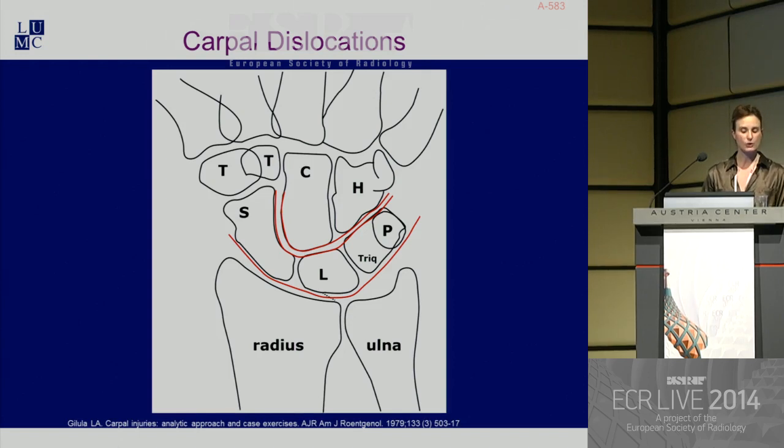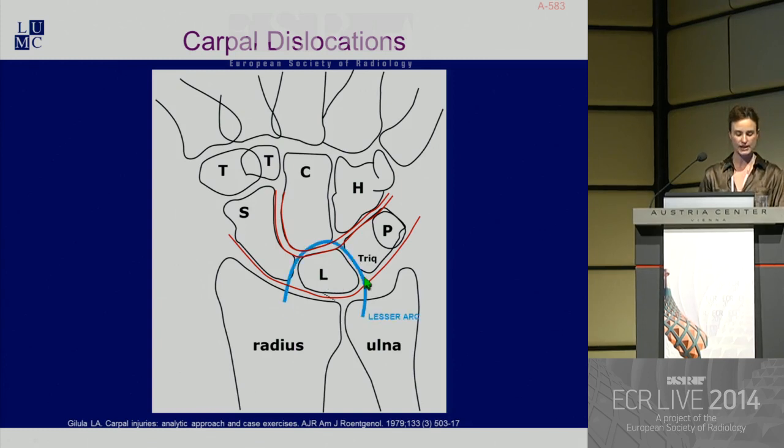Just to understand what's happening in these carpal dislocations, we also have to have in mind two different lines and arcs of the carpus. Just for this, we are going to forget for a while the Gilula lines that we know just for the assessment of the alignment of the carpus. I will describe two new lines.